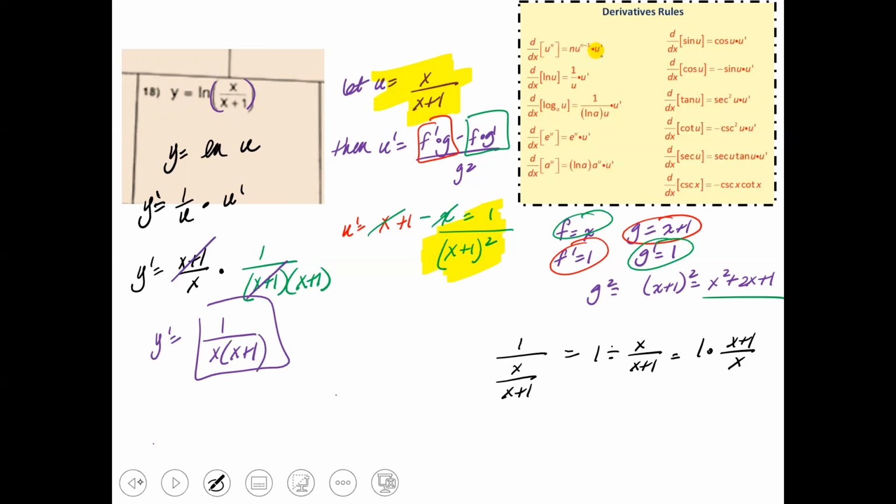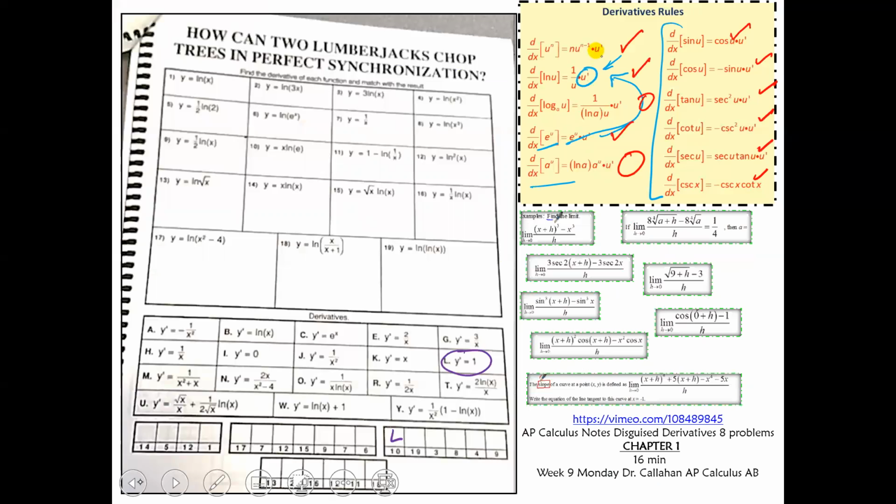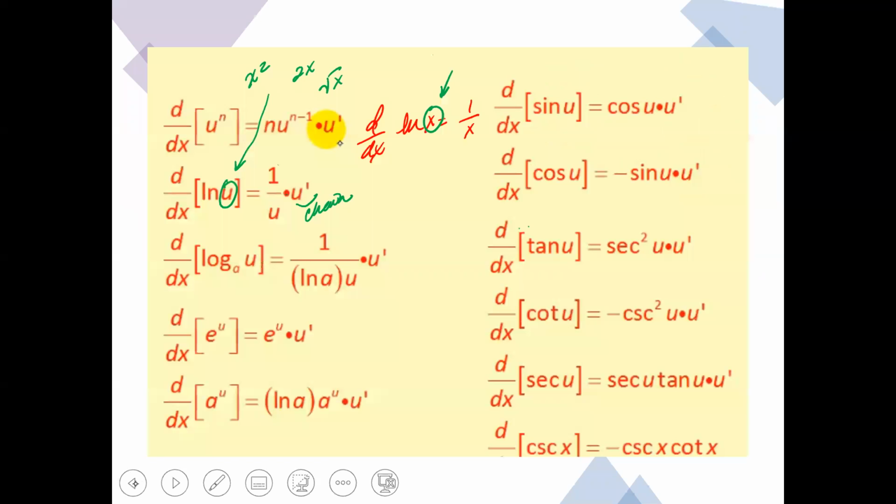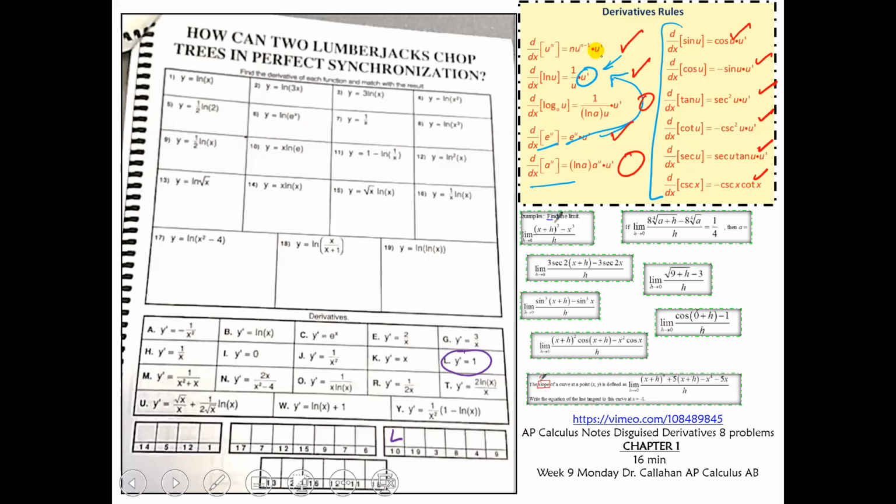So let's go back to the puzzle. And let's find it. Except I don't see it. Hold on a second. 1 over x times (x plus 1). Oh, it will be this one here. Because if you think about it, 1 over x times (x plus 1) is the same thing as 1 over x squared plus x. So m. Yeah. And that one was 18. So number 18 is m.